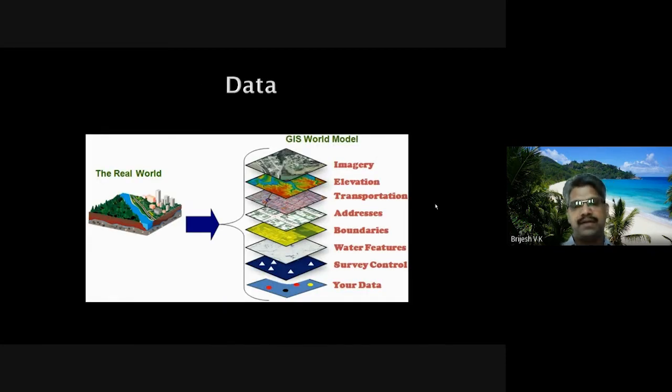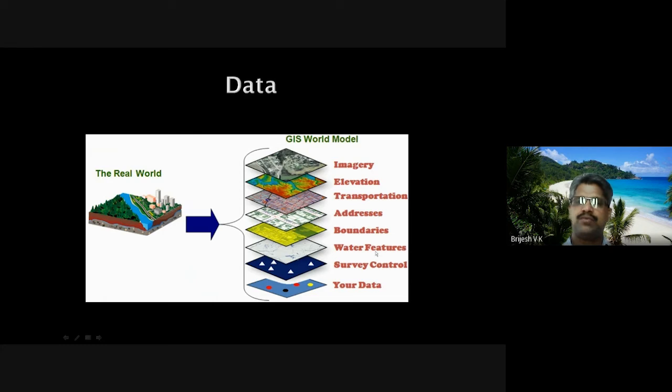And coming to the data, so what are all the data sets? Normally, we have already told that we are dealing with the spatial database. So you think of the real world on the left-hand side. So we are bringing that into different layers. Survey control points, water features, water bodies are separated out, boundaries, then addresses, transportation networks, roads, railways, and all. Then the elevation data will be there. Then the satellite imagery, which is showing a bird's eye view of the entire area. So this is the real world, and this is the GIS world model.